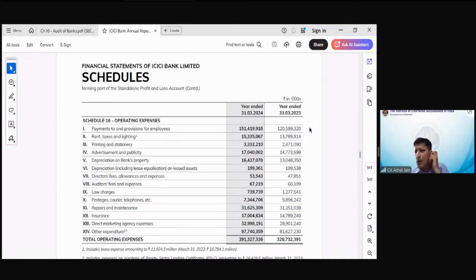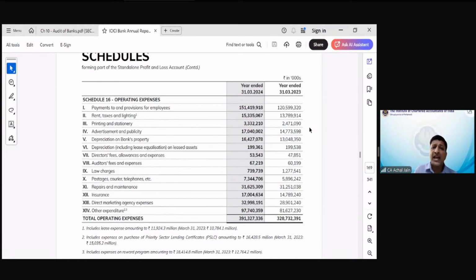Then operating expenses, a lot of other expenses. So the bank, like any other entity, will also have a lot of other expenses. Those are called operating expenses. For example, salaries, rent, printing stationery, advertisement, depreciation, directors fees, auditors fees, legal charges, postage, repair, all of these. Something which you get to see in case of any other company under employee benefits expenses, depreciation, or other expenses. All of these are now clubbed together under one single head, that is operating expenses.